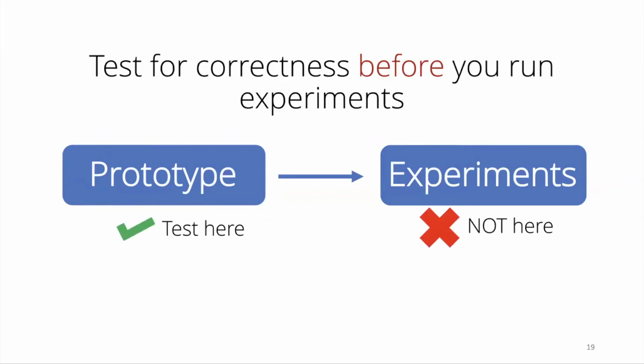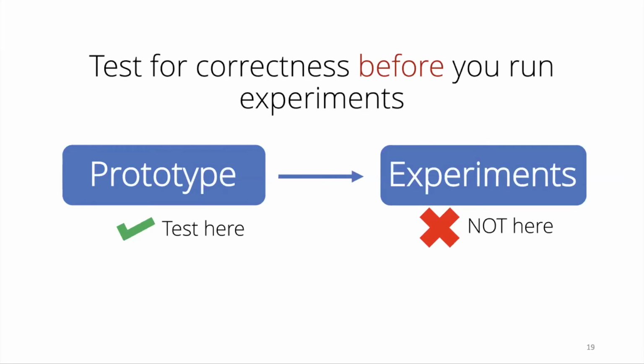Now, the main thing I want to convey here is to make sure that you test for correctness before you run experiments. So the goal of your experiment is to validate a certain research hypothesis, right? And here you're usually looking for complex things like performance metrics and the behavior of systems, which are all hard enough as it is. Don't compound that difficulty by also trying to debug for correctness at the same time, right? So test for correctness while you're developing a prototype, not when you're running experiments.